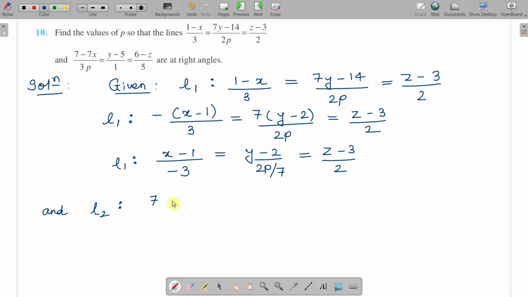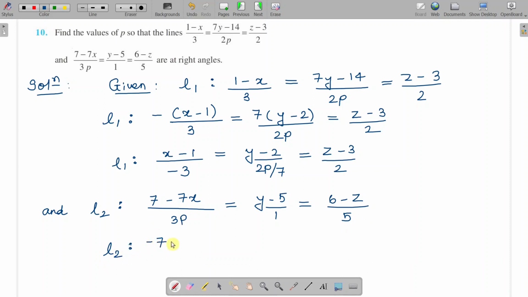So this is the line, (7 minus 7x) divided by 3p equal to (y minus 5) divided by 1 equal to (6 minus z) divided by 5. Okay, so again this equation of line is not in the standard form, so we have to make this equation of line in the standard form. So L2 will be what?